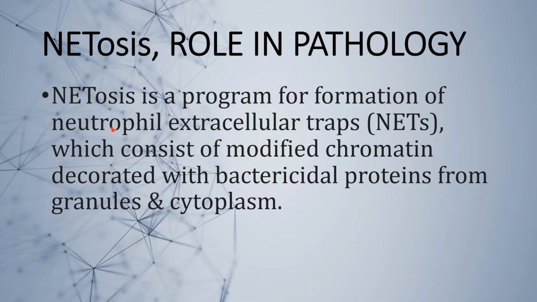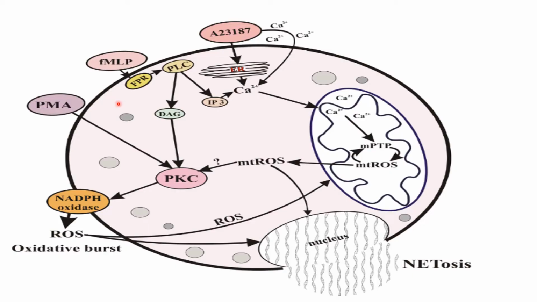As I said in the first video, NETosis is a program for the formation of neutrophil extracellular traps, or NETs, which consists of modified chromatin decorated with bactericidal proteins from granules and cytoplasm. And again, here is the diagram that I explained in detail in the first video.